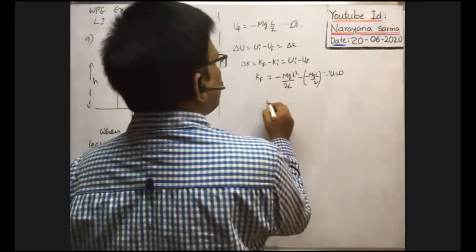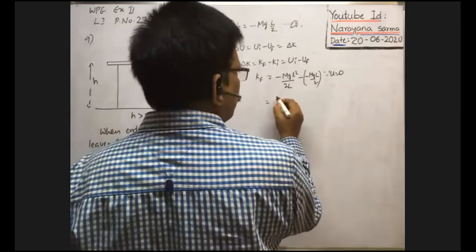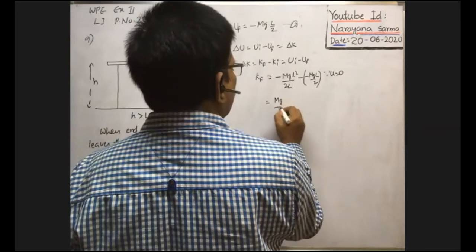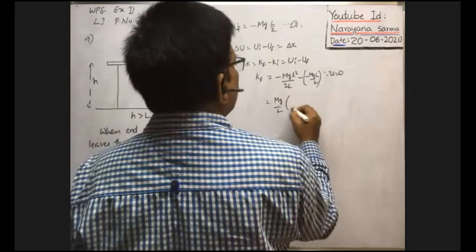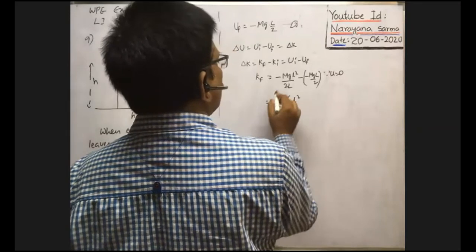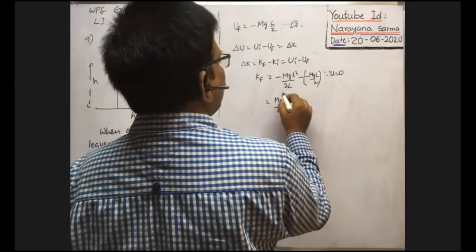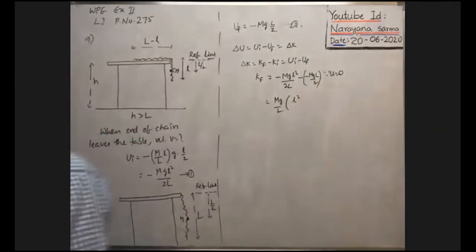Okay, then you take mg by 2 common in both of them. Mg by 2 when you take common, then L square by minus, no, minus means plus here. Okay, 1 minute.